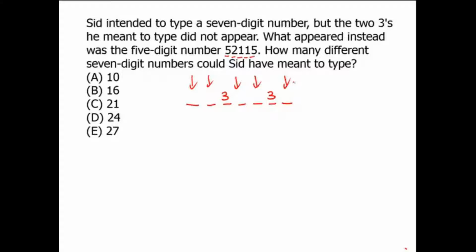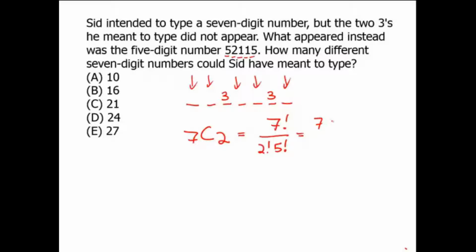So in other words, picking 2 slots out of the 7 to place the 3's will determine how many numbers there are. And of course, the way we do that with combinations, that is 7 choose 2. We're picking 2 spots of 7. And of course, what this is, 7 factorial over 2 factorial times 7 minus 2, 5 factorial.